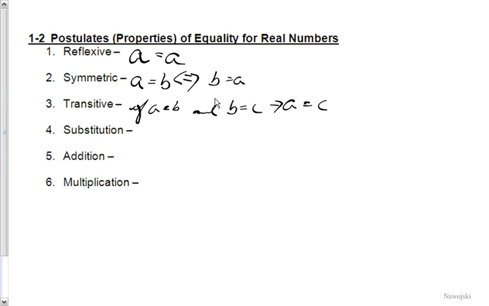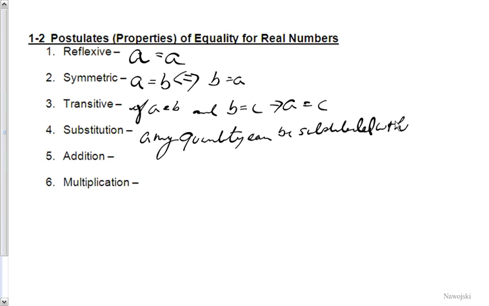Property we should know. One of the biggest ones we use unintentionally is the substitution property, which is any quantity can be substituted with its equal. So, in other words, when we check, that's substitution. Okay, x equals 3, you sub in 3. If it works, it works.